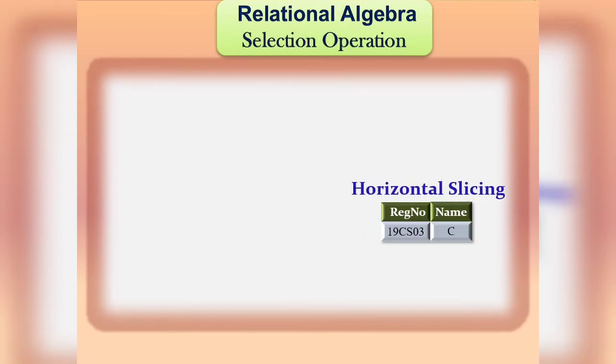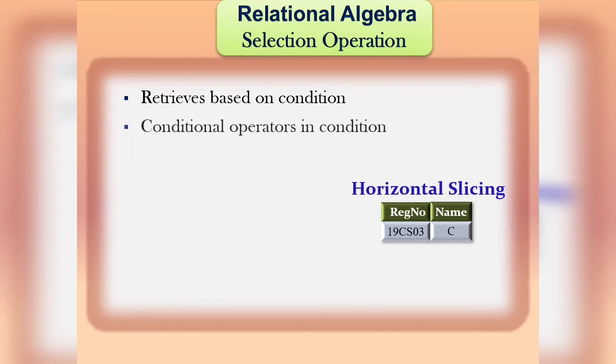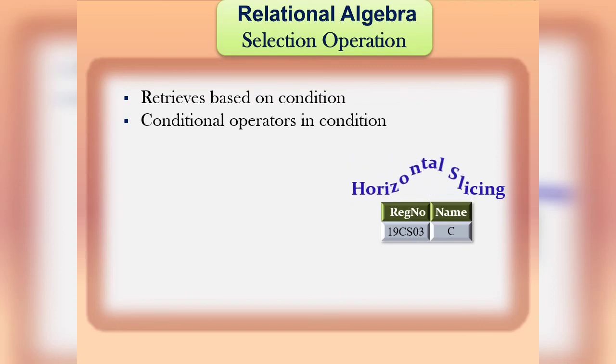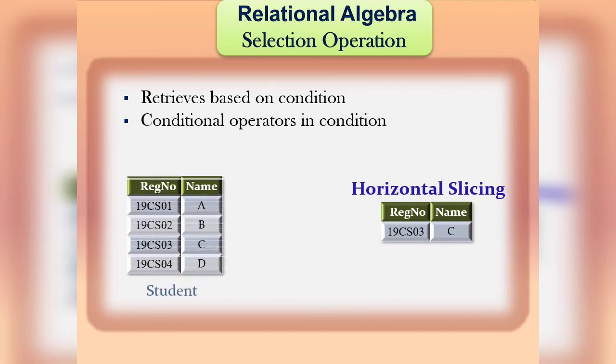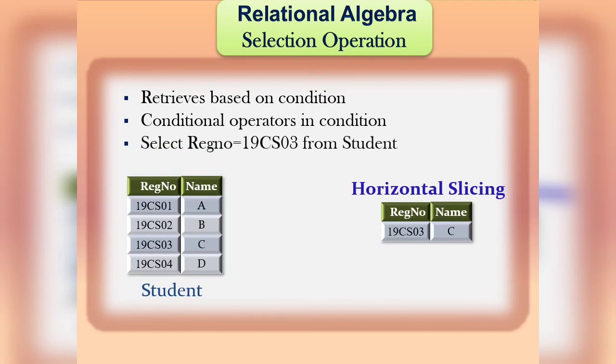Selection operation. It is used on a relation as a unary operation that retrieves rows from a relation based on one or many conditions. The conditional and logical operators are used to generate such conditions. Selection operation returns horizontal slices from a relation. Here, the student relation is used to select the particular student record with register number as given by the user, and the result of selection is that horizontal slice of the student relation.